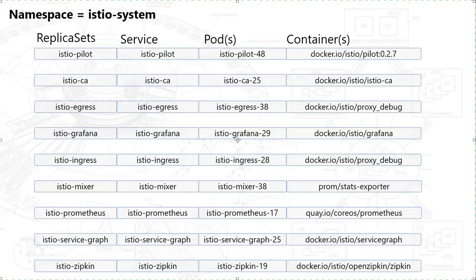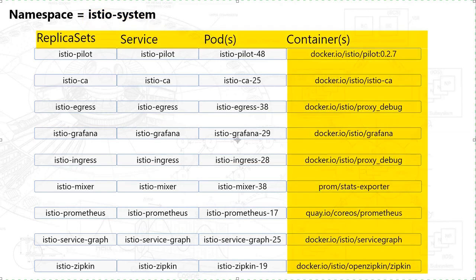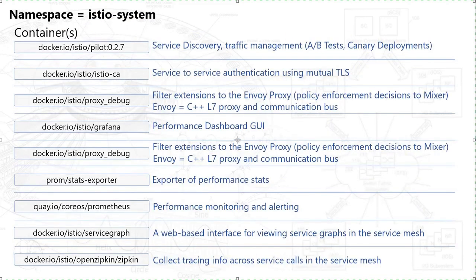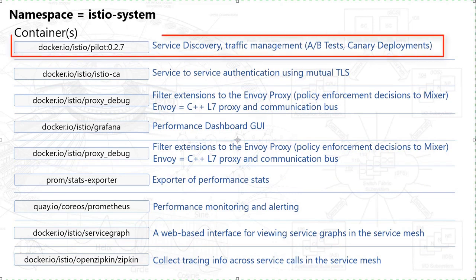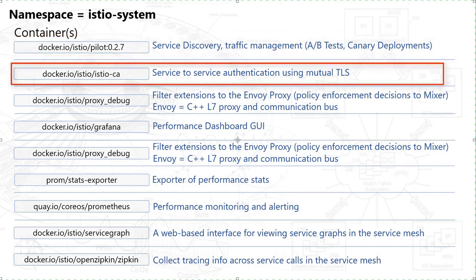Now the place we're trying to get to here is the namespace istio-system. You can see here that the replica sets really define the pods, the services also map to these pods, and the pods, of course, are composed of containers. Now the functionality of Istio is defined by all these running pods. There's 9 of them here. Let's go through them real quick. The first container is Pilot. Pilot will be here for service discovery, traffic management. It also plays a role in A/B tests, canary deployments. Istio-CA is all about the service-to-service authentication using mutual TLS.